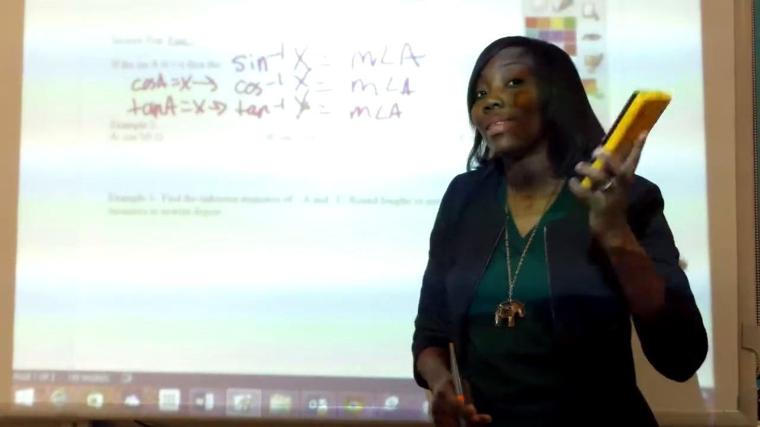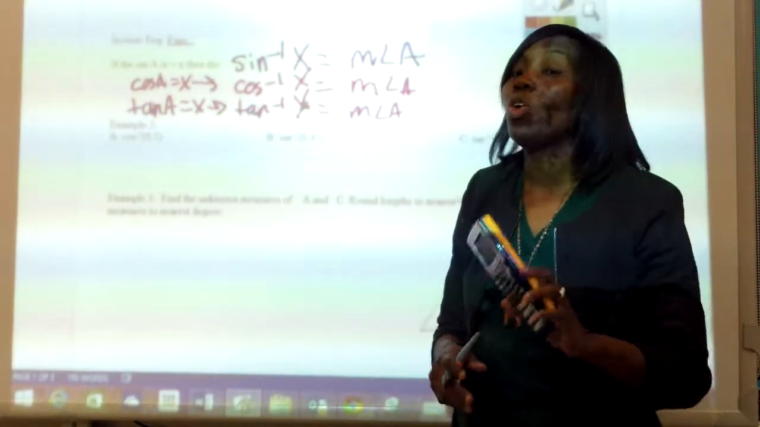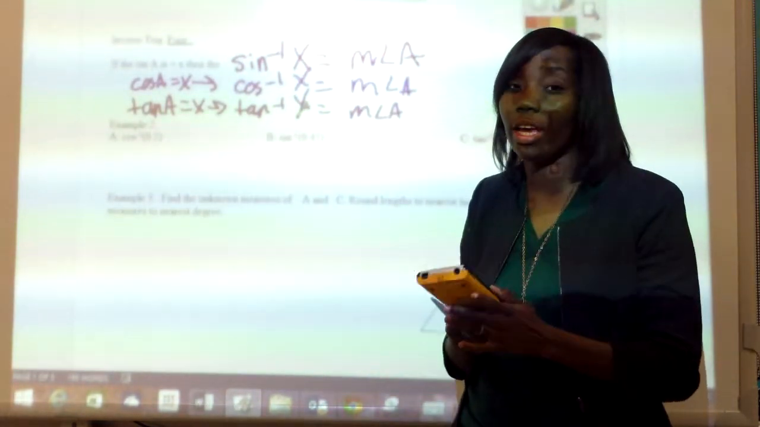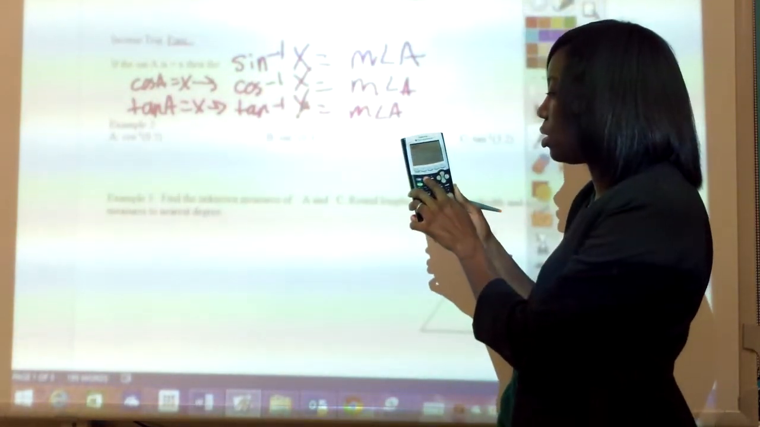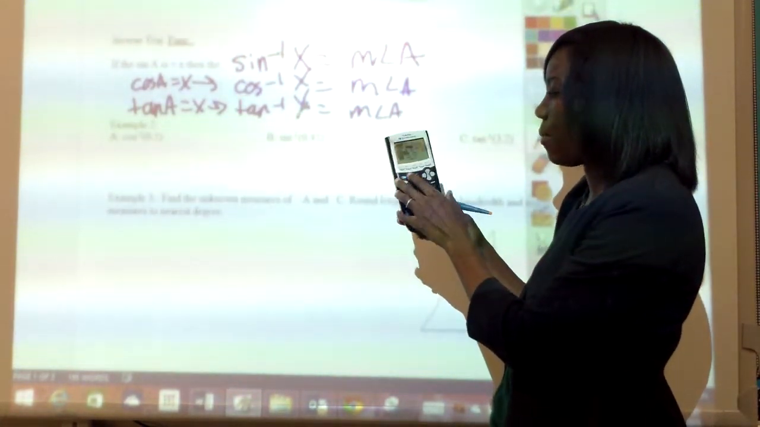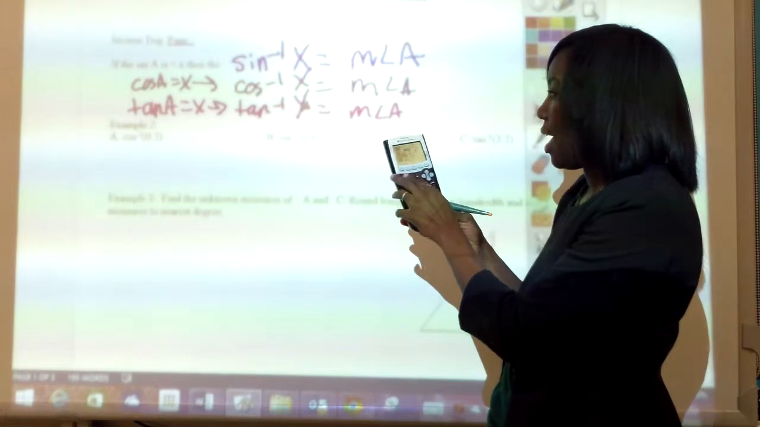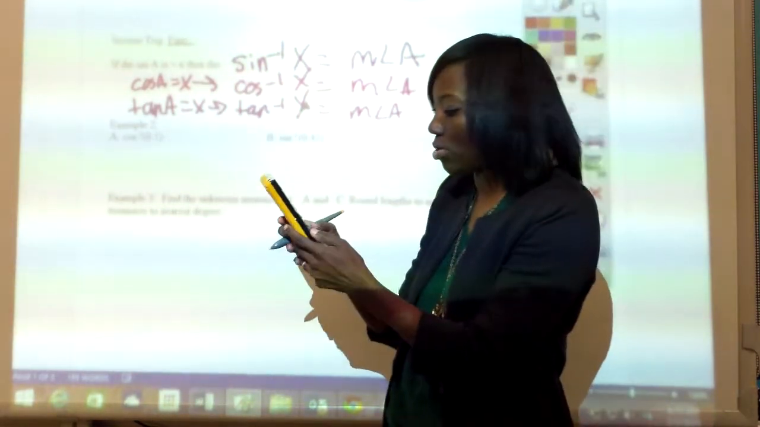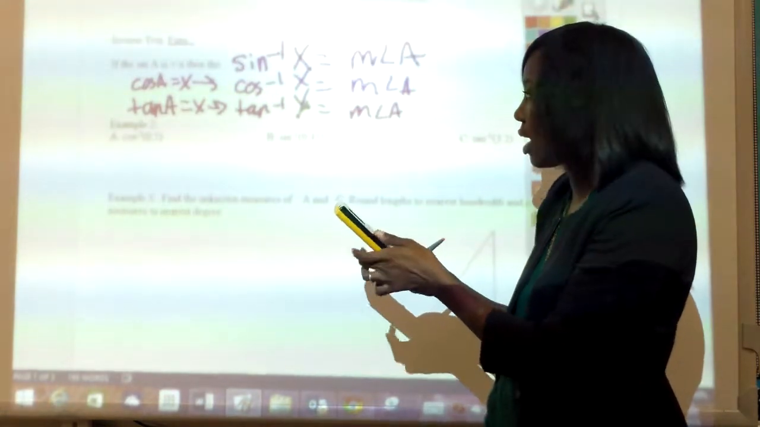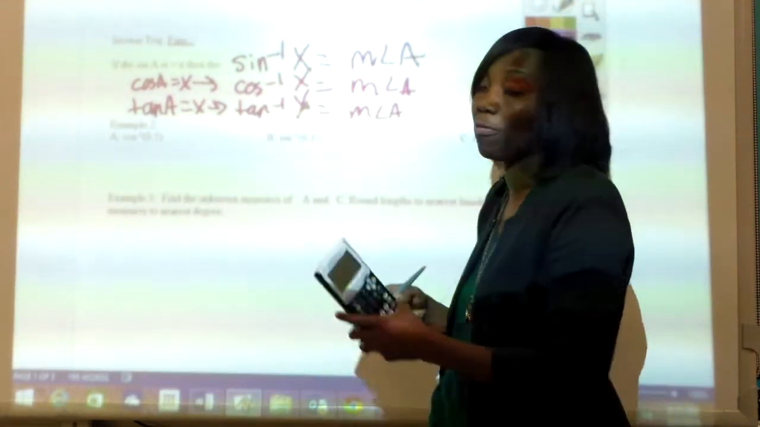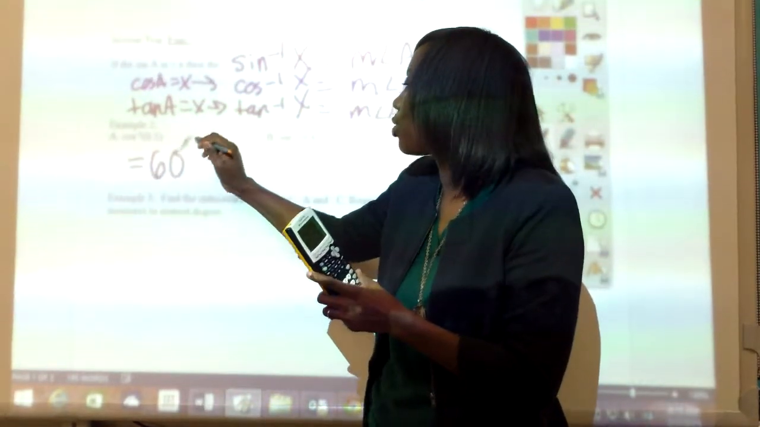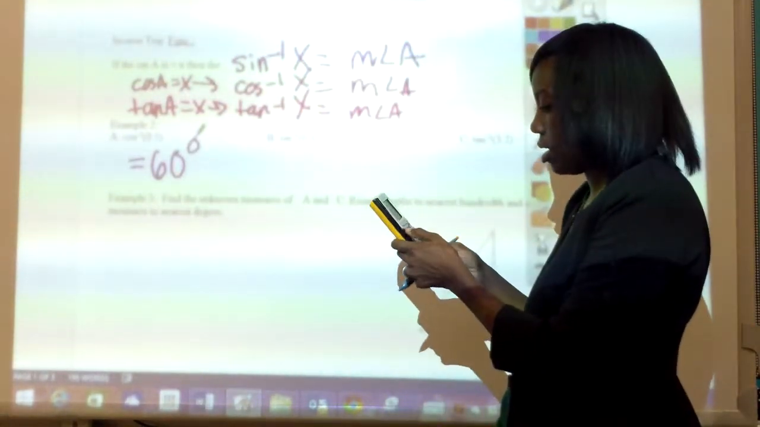Remember, now is the time when you must, it's an absolute must, put your calculator in degree mode. So you go to mode, go down to degree, and press enter. Because on problems like this, cosine inverse of 0.5, we have to press second cosine 0.5 in order to find the actual degree. You have to put it in degree mode, so that's 60 degrees.